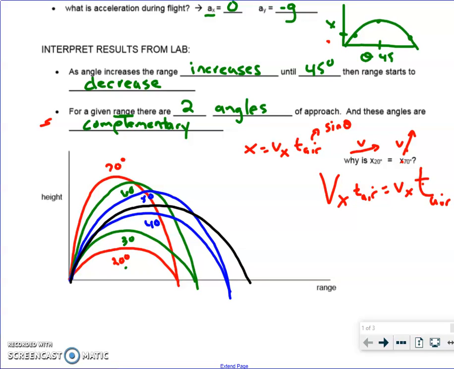Okay, so good luck with the practice problems. I know you're going to feel like you're going to struggle, but really, if you take your time and break down to Vx and Vy and understand, at the peak, it's not moving vertically, but it is moving horizontally, I think you'll have success.